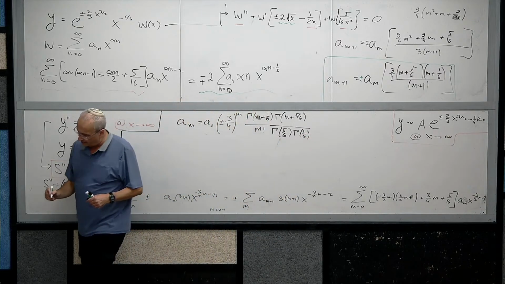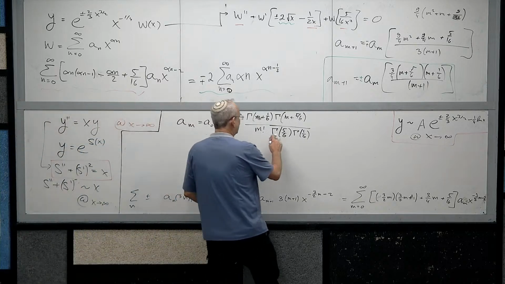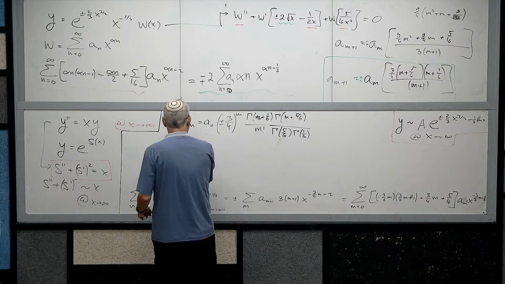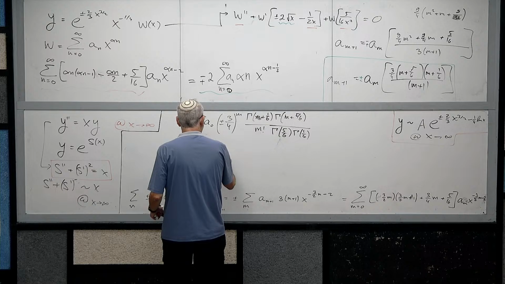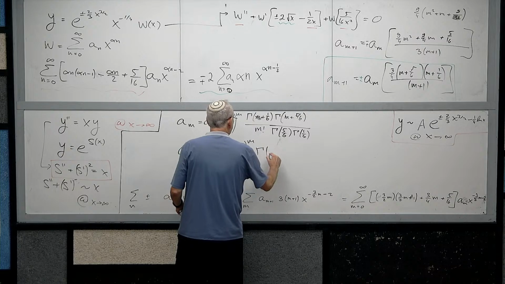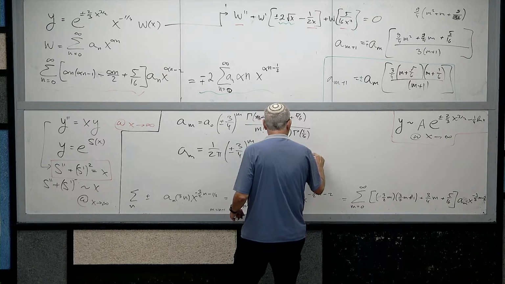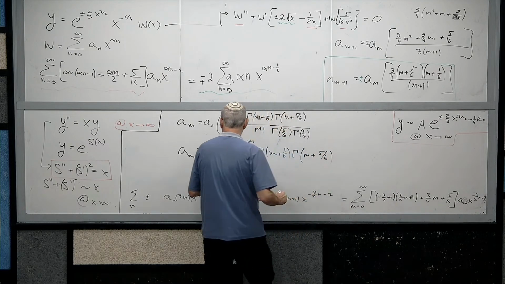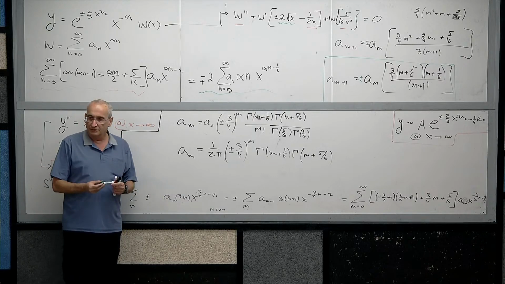And it so happens that gamma of 5/6 times gamma of 1/6 is 2 pi. So we can take this out, and we have a_m equals 1 over 2 pi times plus or minus 3/4 to the power of m times gamma of m plus 1/6 times gamma of m plus 5/6. Right? That's a general term. Okay?